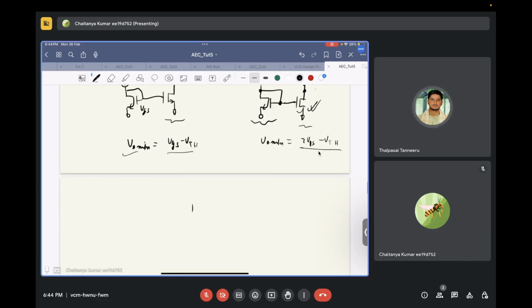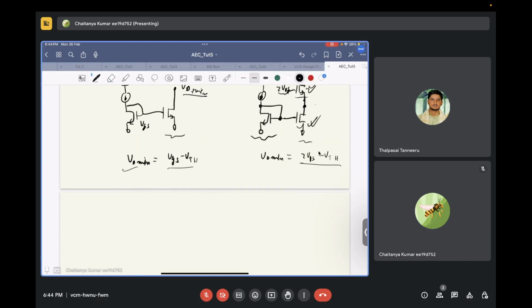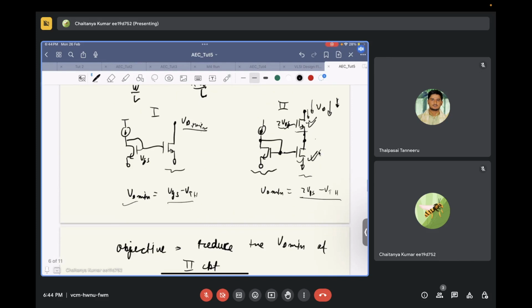So what you actually want to do, the objective is to reduce the VD min of the second circuit. Okay, this is the first circuit, this is the second circuit. So your objective is to reduce the VD min of the second circuit. What can you do to do that? What is basically limiting the VD min?